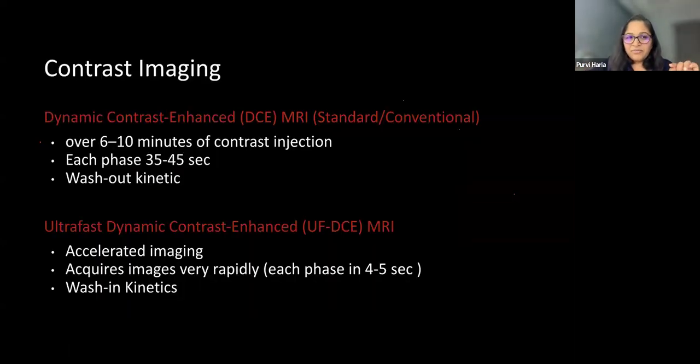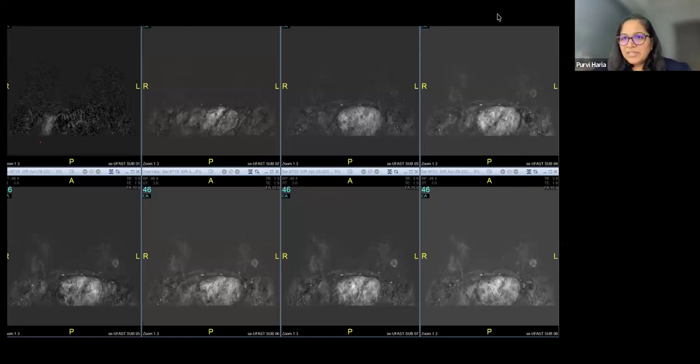So how do these ultrafast images look? Now, I have these ultrafast images here. This is the first phase. For easy understanding, I've kept this marking here.